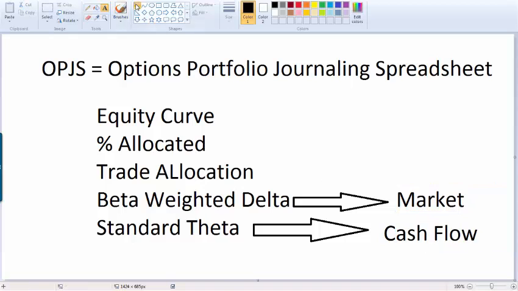Okay, trade allocation simply is your relationship: how many bull, how many bear, how many neutral. Percent allocated is how much money you have put into the market. Equity curve is how we keep score. It's a measurement, at the end of the month, of whether your account grew or faded. Did you make or did you lose?